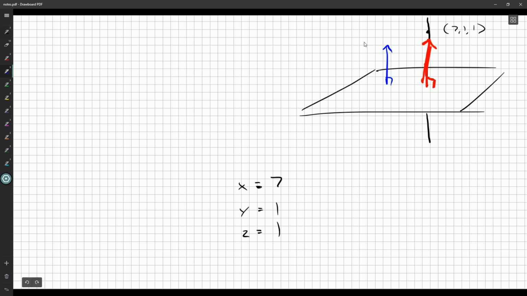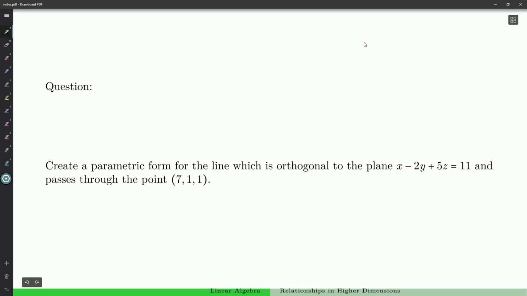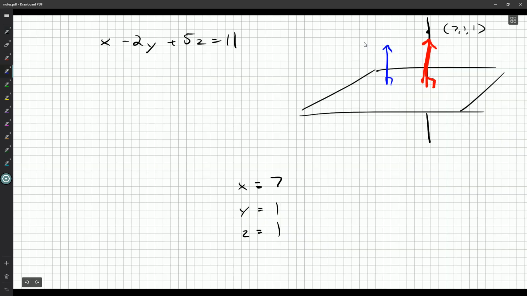Now, if we go back to our plane, it was x, I think minus 2y plus 5z is 11. Let's check. Yep, there it is. And so we can read off from there a normal vector: 1, negative 2, 5. Okay? So this is normal. The direction vector we seek is normal. So in fact, you could take this normal vector here to be your direction vector.